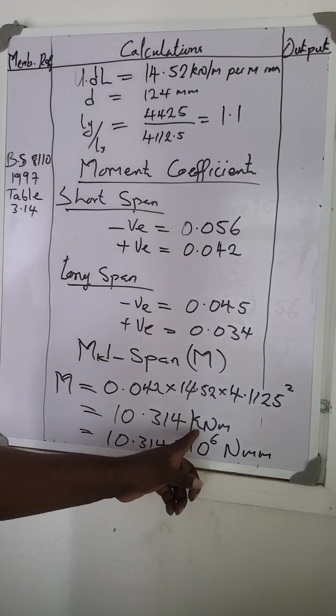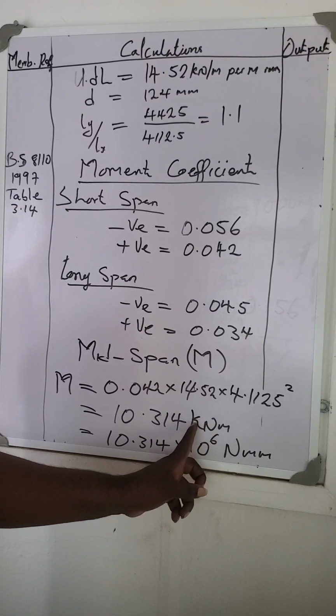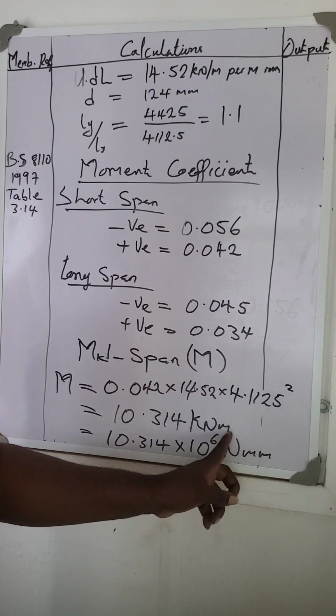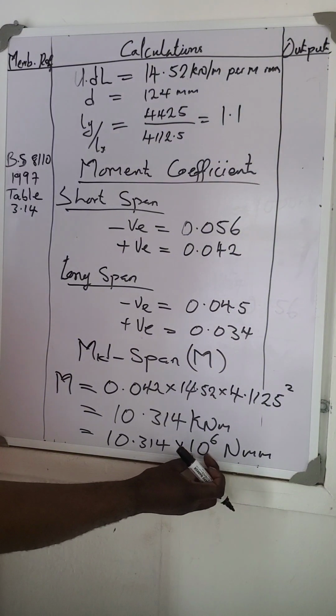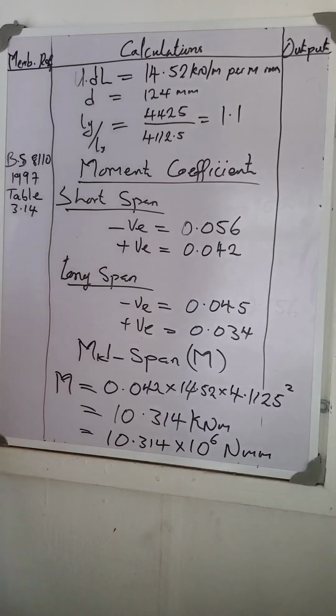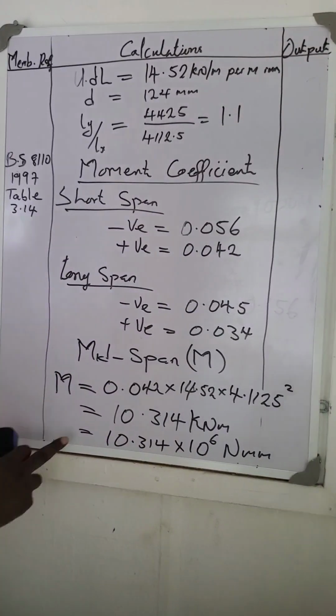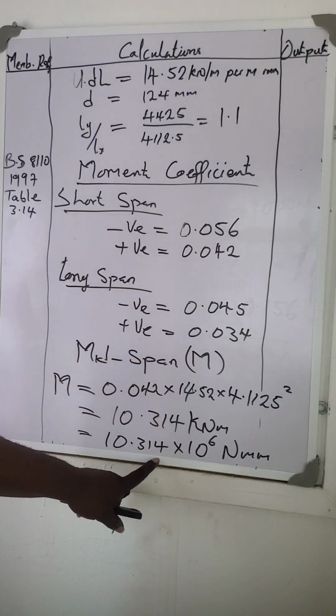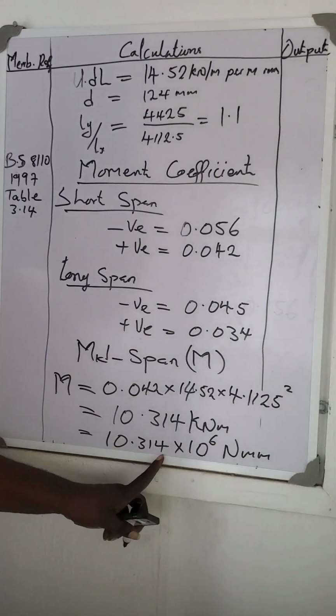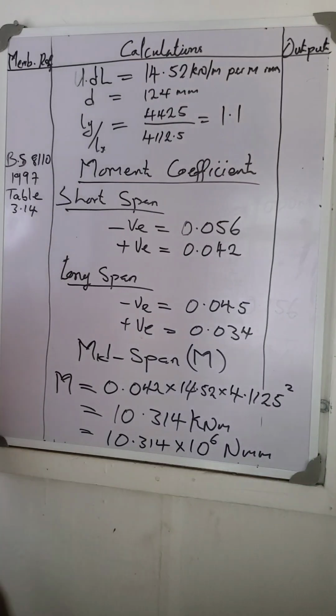All right, 1000 Newton make 1 kilonewton, 1000 millimeter make 1 meter. So that is why this one is 10 to the power 6. 1000 times 1000, that's 1 million. All right, okay, we have been able to obtain the value for our moments, which is this. We'll now move straight to our K.